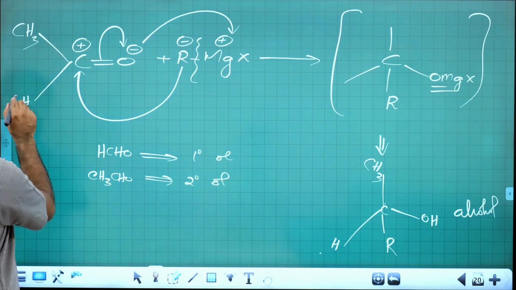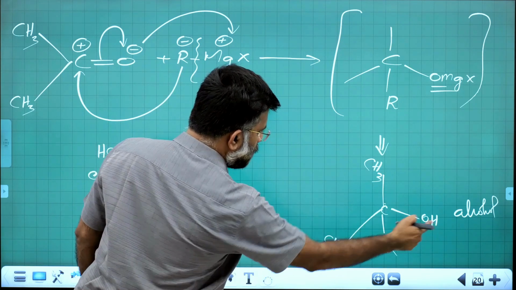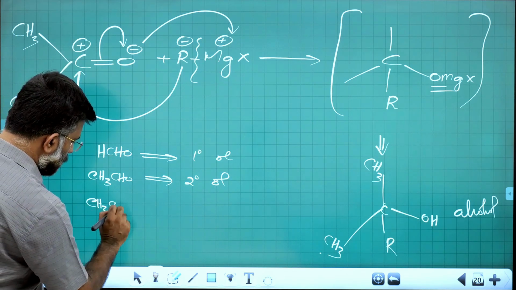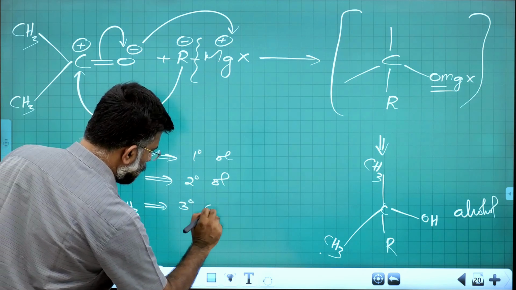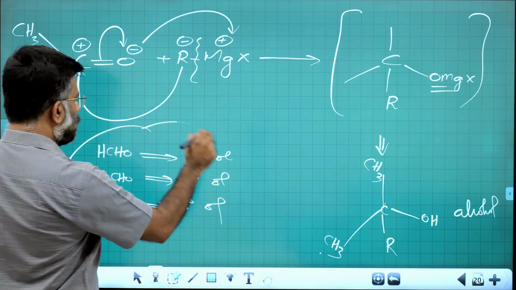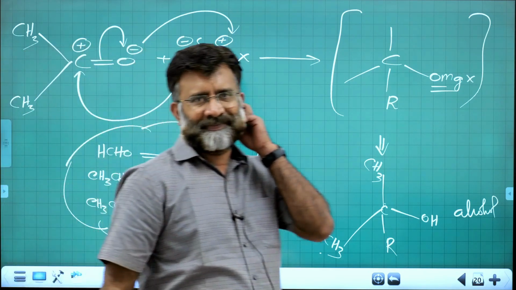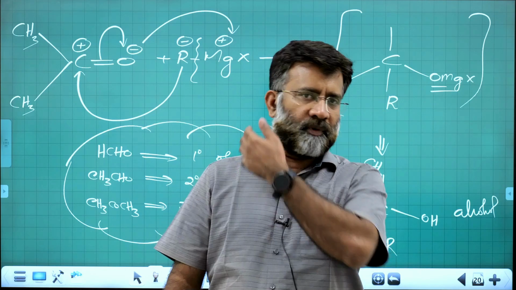And if you are taking a ketone, it is COH, you get a tertiary alcohol. A ketone, say for example CH3COCH3, you get a tertiary alcohol. This much in the content point we have learnt, right? And further there are more reactions.